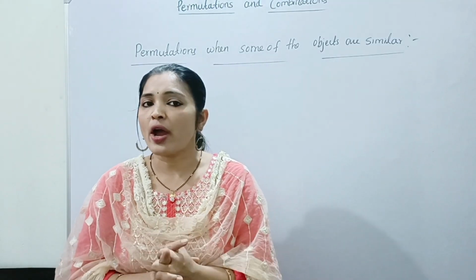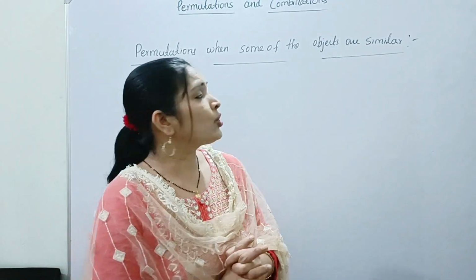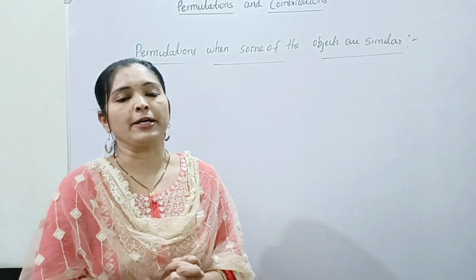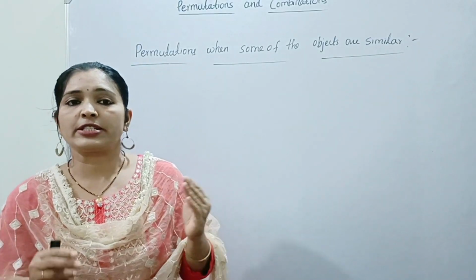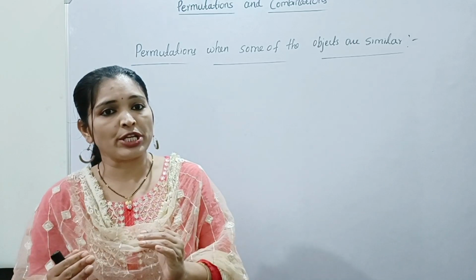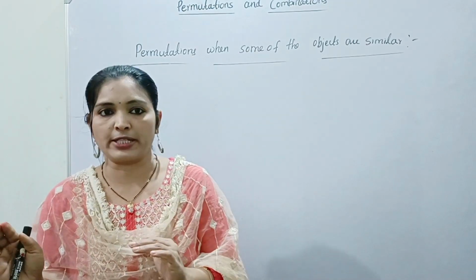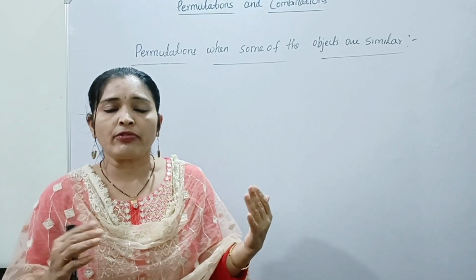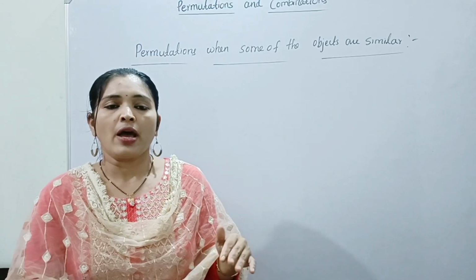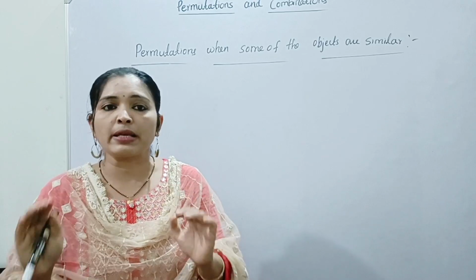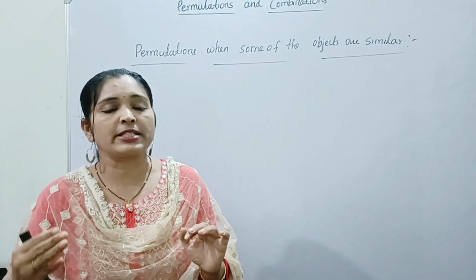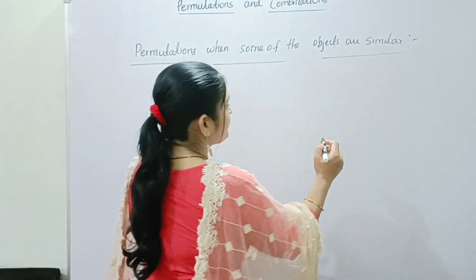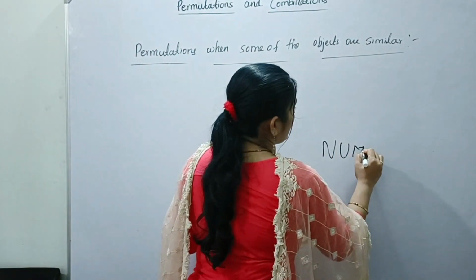Make sure that you have watched Part 1. Today we are going to study permutations when some of the objects are similar. In the last class we studied the number of permutations when n different objects are taken r at a time. Here, we will see the number of permutations when some of the objects are similar or repeating. In the last class we took an example.